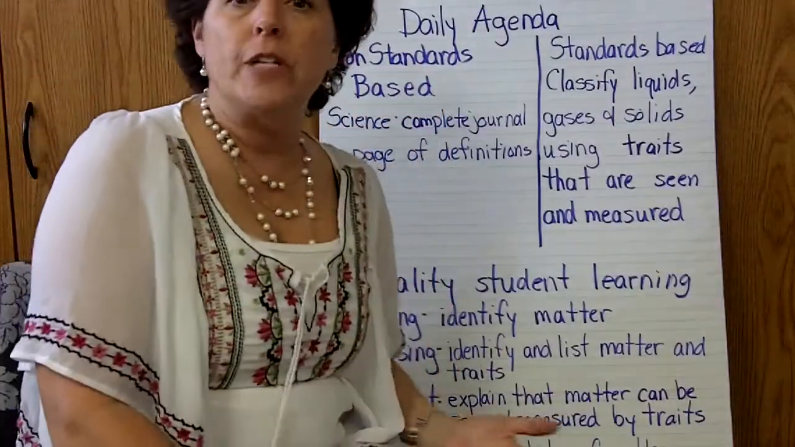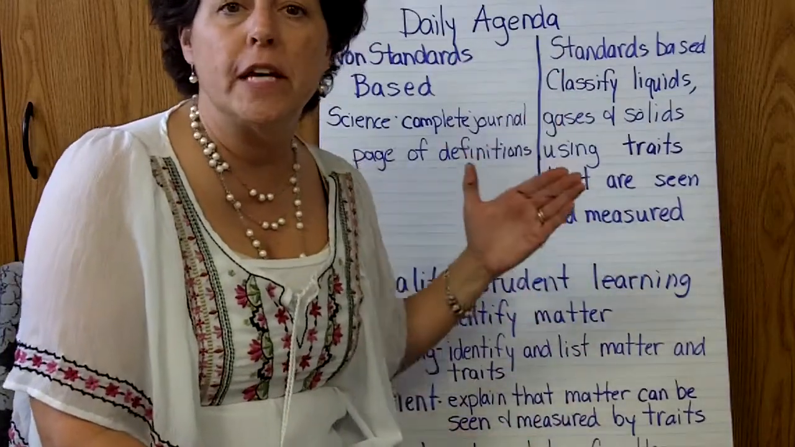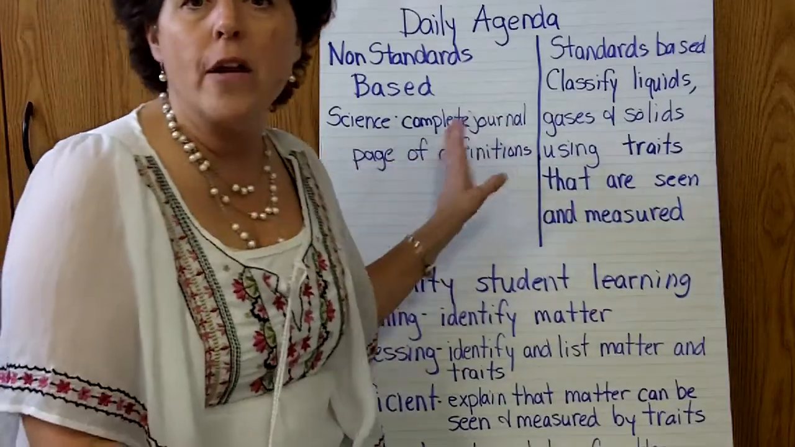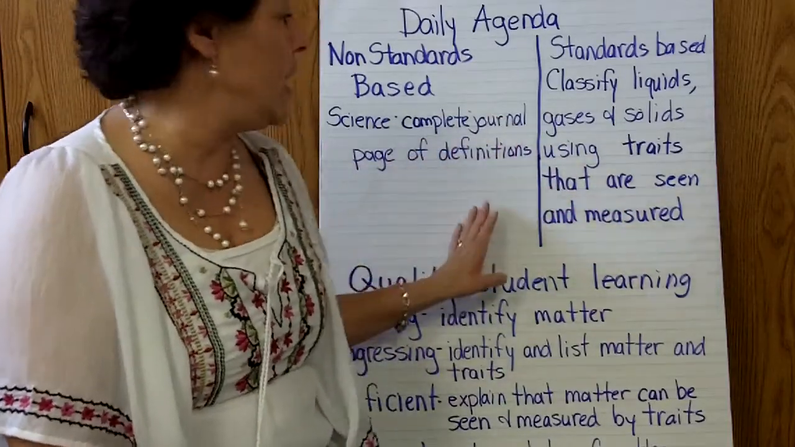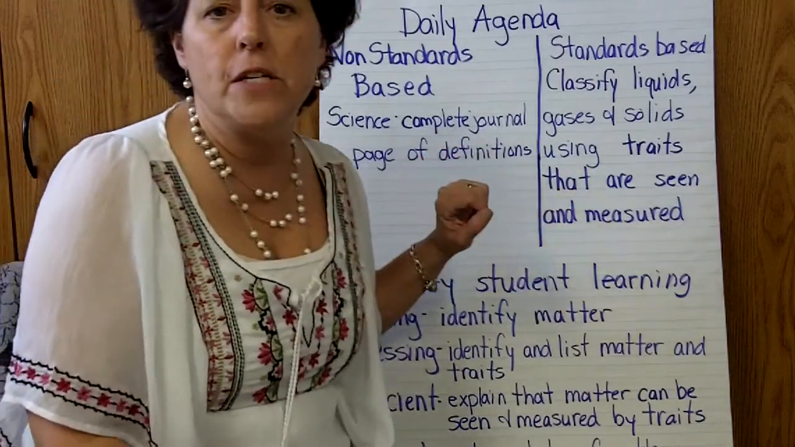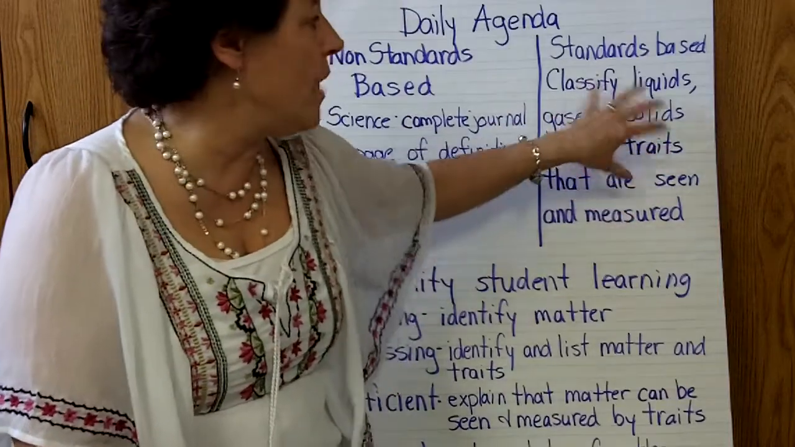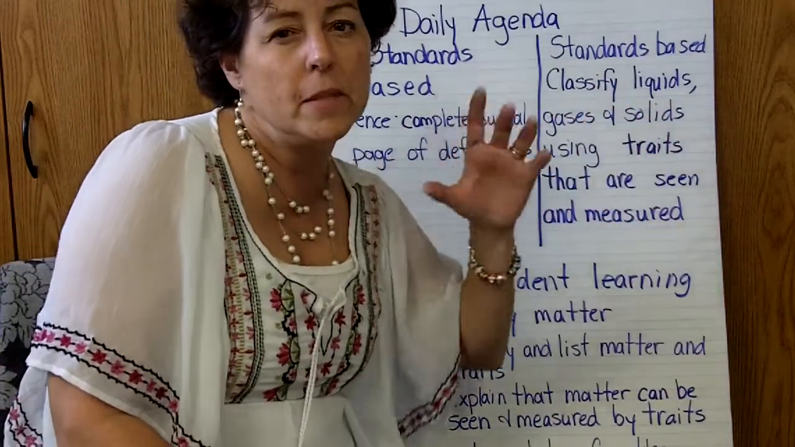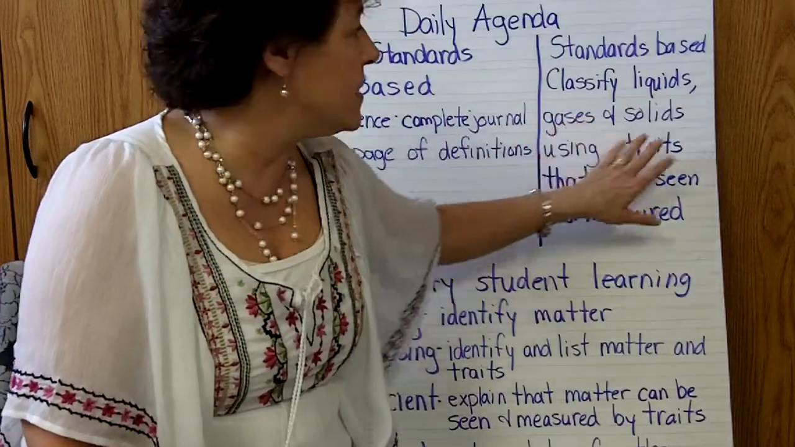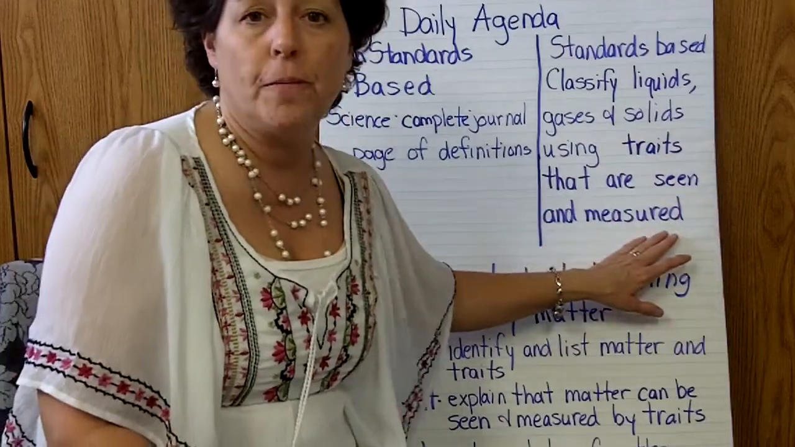changing the way you do your daily agenda. If you write on the board, here are the things we're going to do, here are the standards, you're going to want to be specific. So instead of saying, all right, in science, we're going to complete our journal by defining the definitions, or completing the definitions. Instead, you might say, and this is a third grade standard, and I've reworded it thinking maybe this might help the students understand a little bit better: Classify liquids, gases, and solids using traits that are seen and measured.